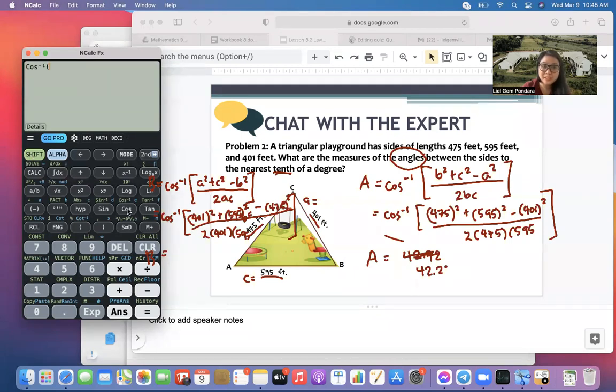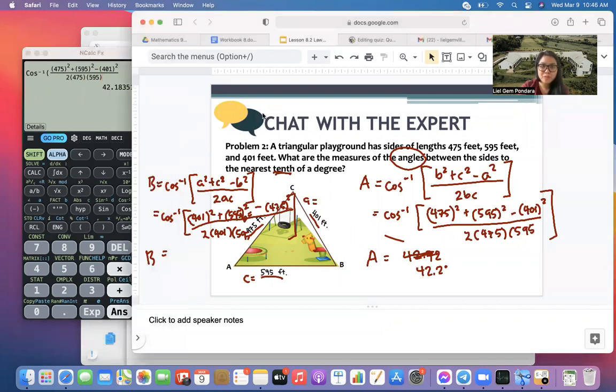Let's shift cosine. We have our fraction 475 squared plus 595 squared minus 401 squared over 2 times 475 times 595. There. 42.2. Why one decimal place this time? Because the problem says to the nearest tenth. So 1 decimal place only, 42.2 degrees.